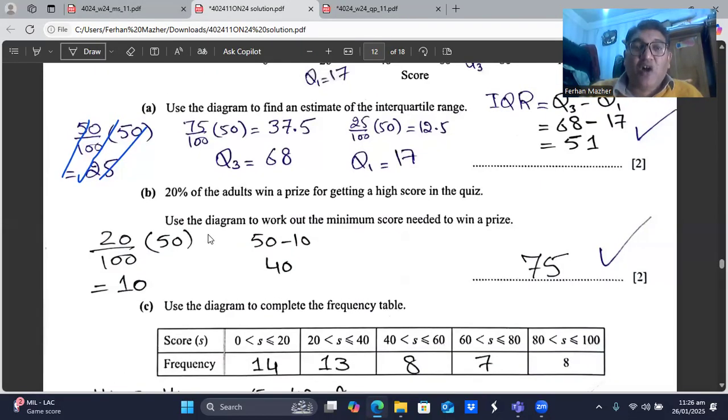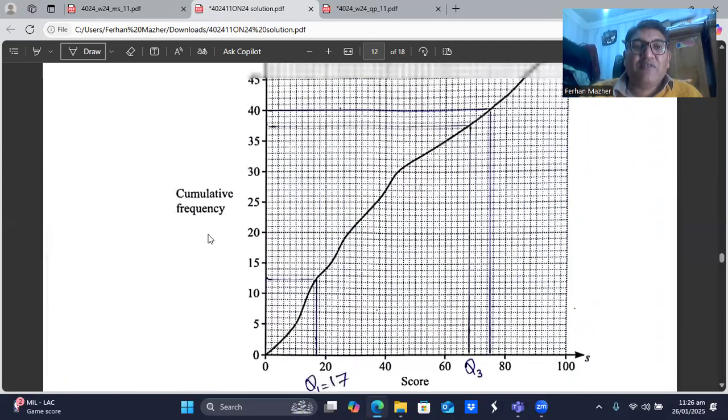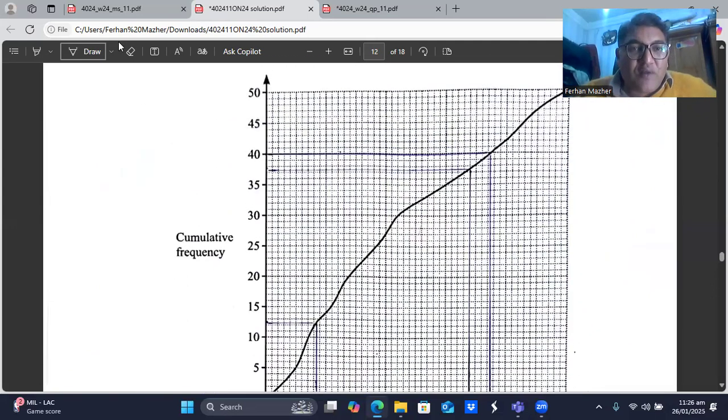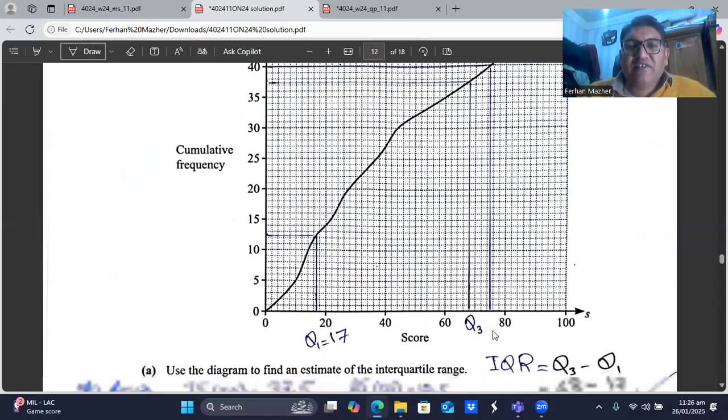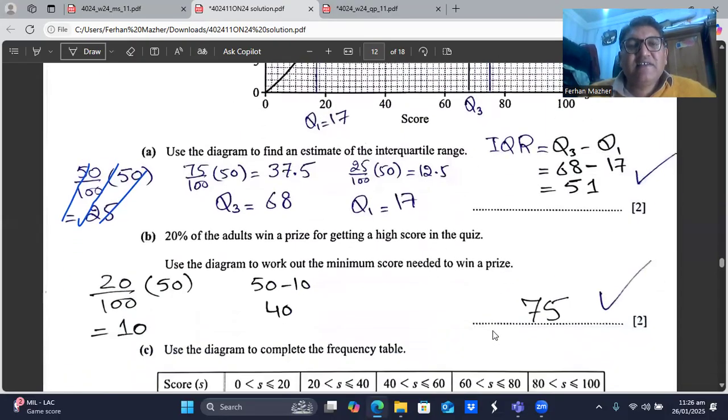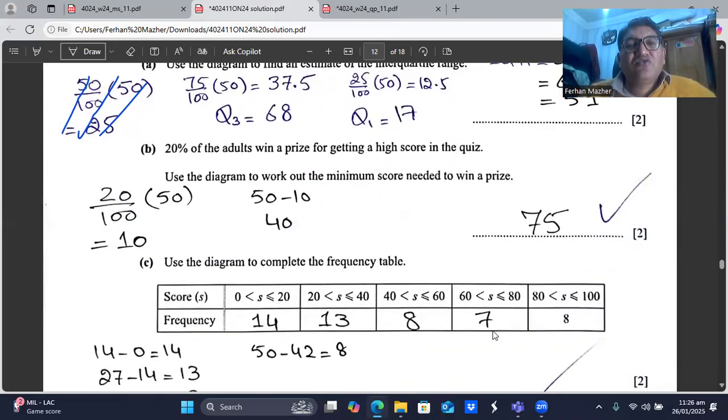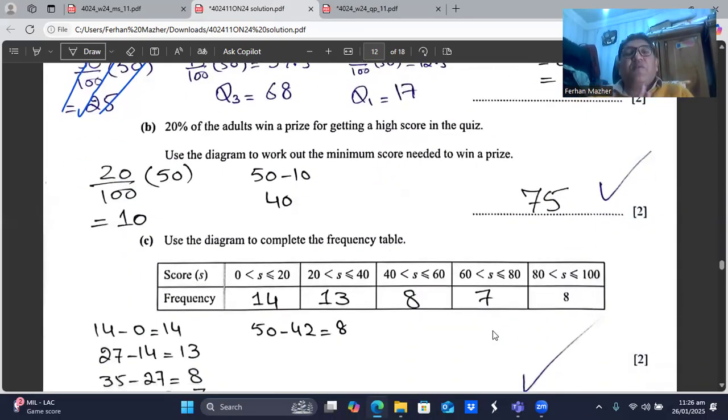From the top, I will come 10 cumulative frequencies down. From 50, I will come 10 steps down, and that's 40, because they have made more score. From 40, I will go to the cumulative frequency curve, and I will check what the value is here. That is this value. So this is my answer. This is 75. So the minimum score to get that prize is 75.